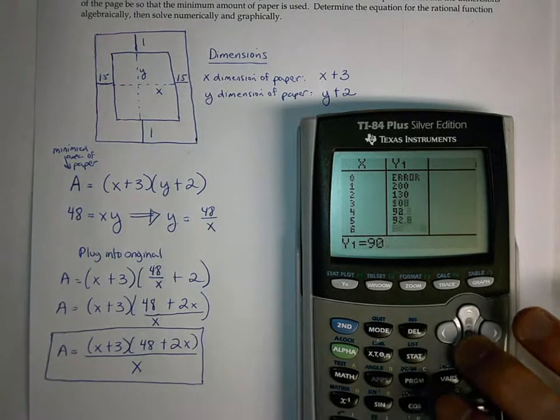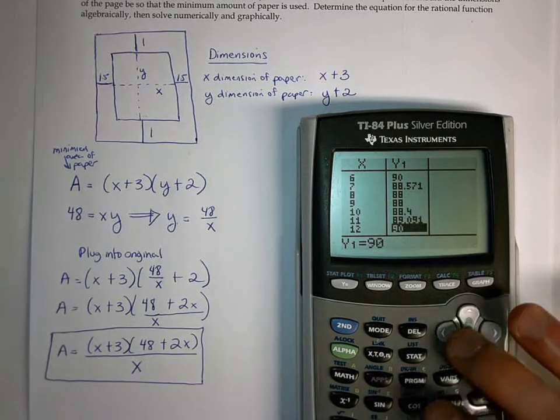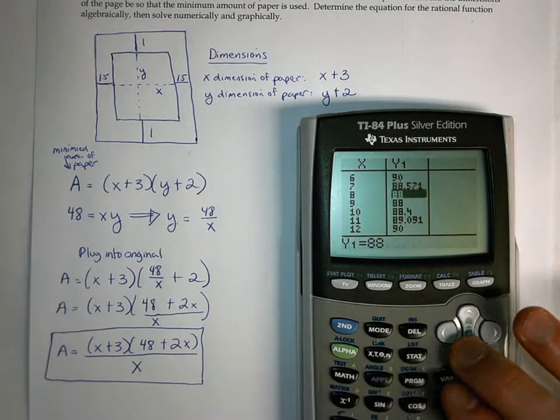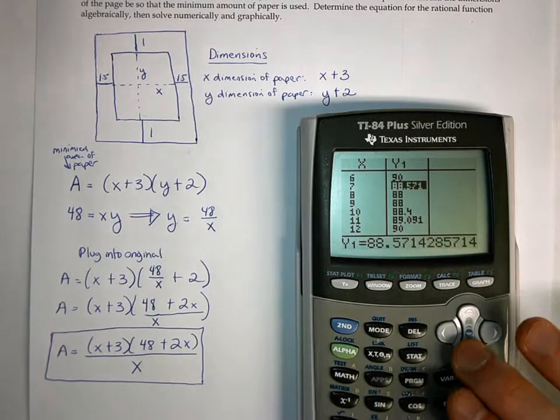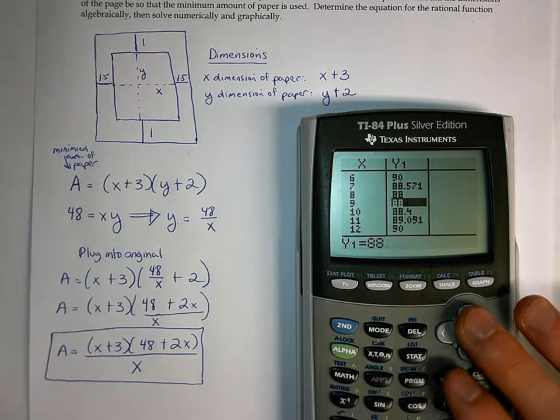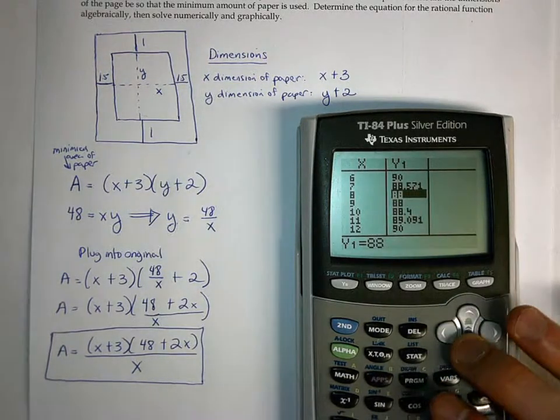I want to find the minimum y value. So I'm just going to scroll down here. And I can see that somewhere in here, I hit 88. There's 88.5, 88, 88 again, and then 88.4.